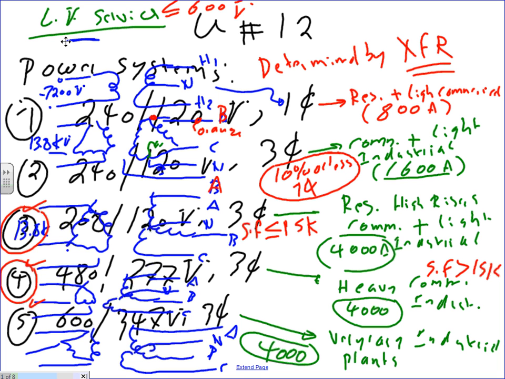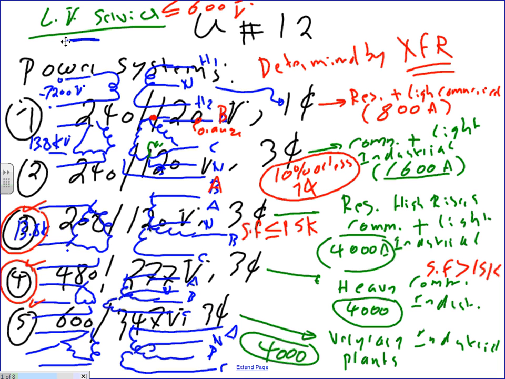Any comments, guys, about that one? Any comments about system number 2? System number 1 is residential. System number 2, mostly commercial, industrial. No residential. You never see a system number 2 in residential. Delta, delta. System number 3, guys, is the system number 3 and system number 4.